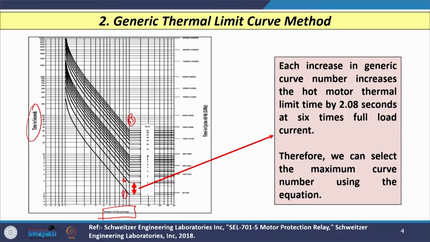One important point is that whenever we move from one curve to another, each increase in generic curve number indicates an increase of 2.08 seconds, particularly at 6 times the full load current. So, when you move from the first curve to the second curve, there will be an increase of 2.08 seconds, at 6 times the full load current. Therefore, based on this we can select the maximum curve number using the given equation.